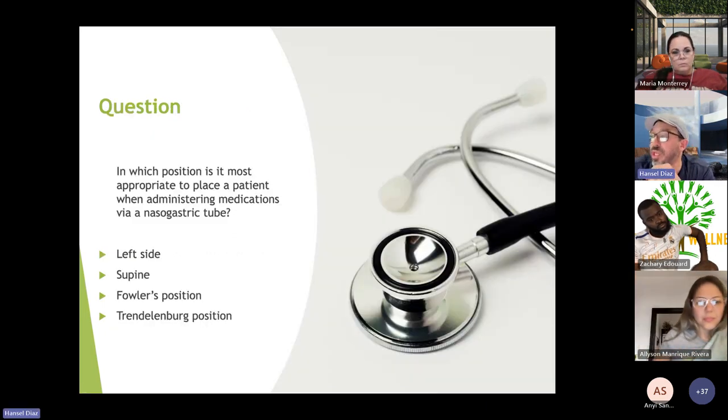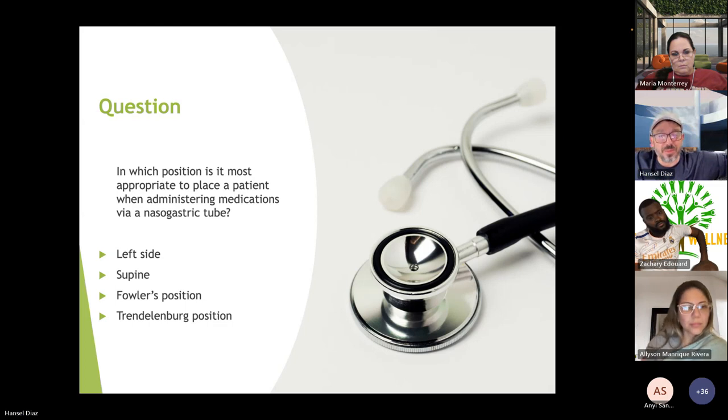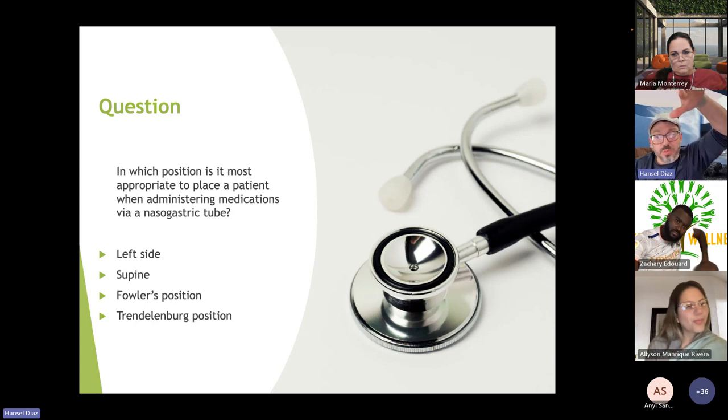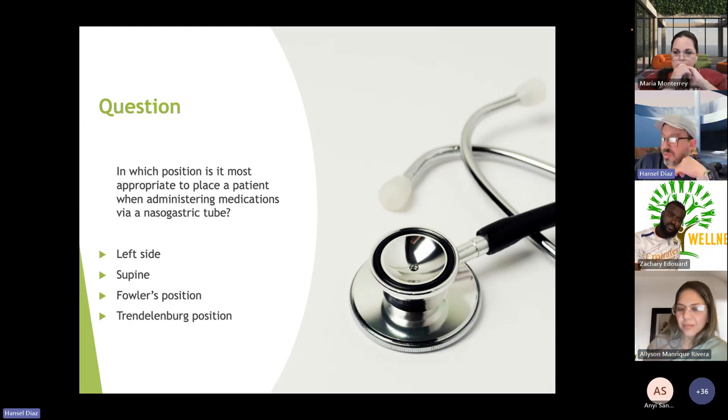In which position is most appropriate to place a patient when administering medications via nasogastric tube? Supine, your patient is like this. Maybe not a good idea, right? Trendelenburg, your patient is like this, with the head down. Left side, like that. No. Power position. Just move your patient a little bit like that and you give them the medication.